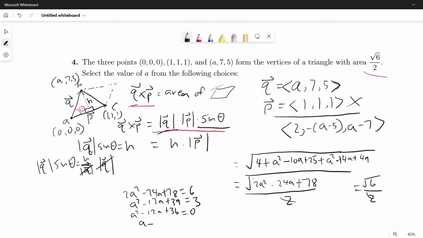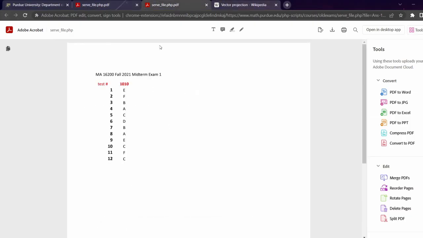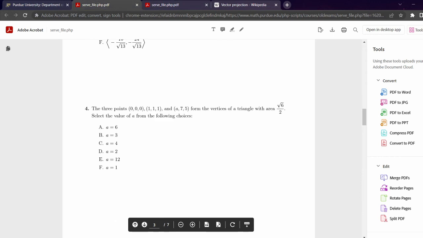Let's see. Nine and 4 doesn't work. So A will equal 6. That will be our final solution. Let's see, for 4, A will be correct.